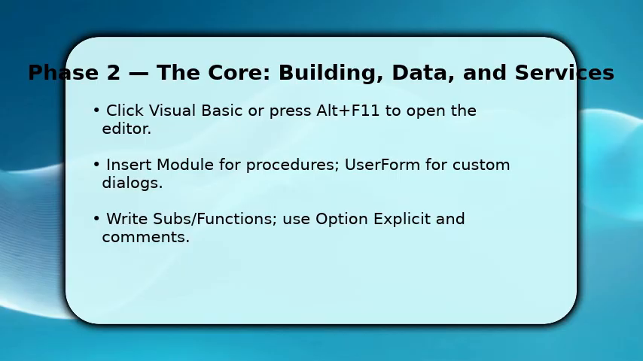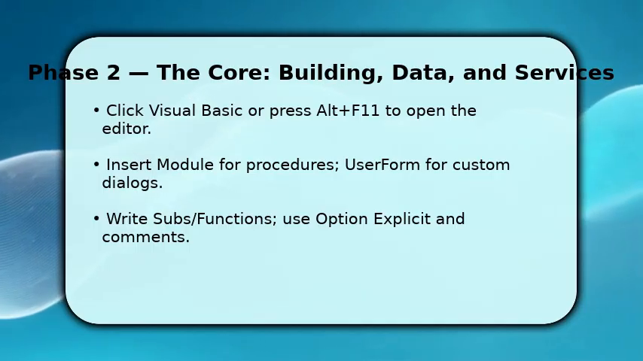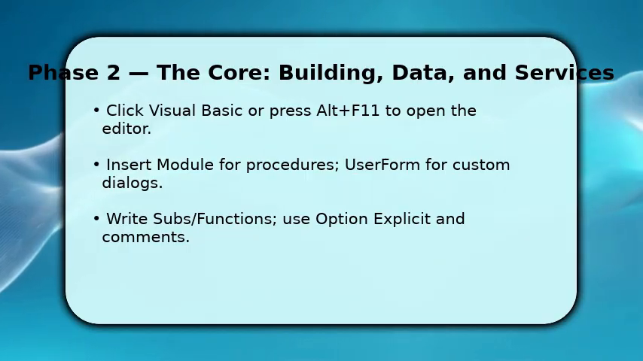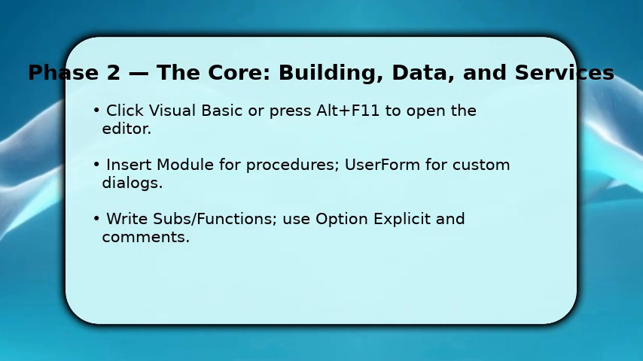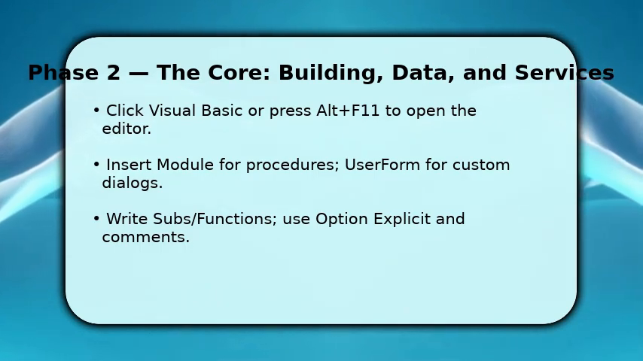Start with Option Explicit to catch variable typos, declare variables and write sub or function with clear names. Step through code with F8 to watch execution, set breakpoints to pause, and use the immediate window to test expressions. Once you can run a small macro, expand logic and handle errors gracefully.